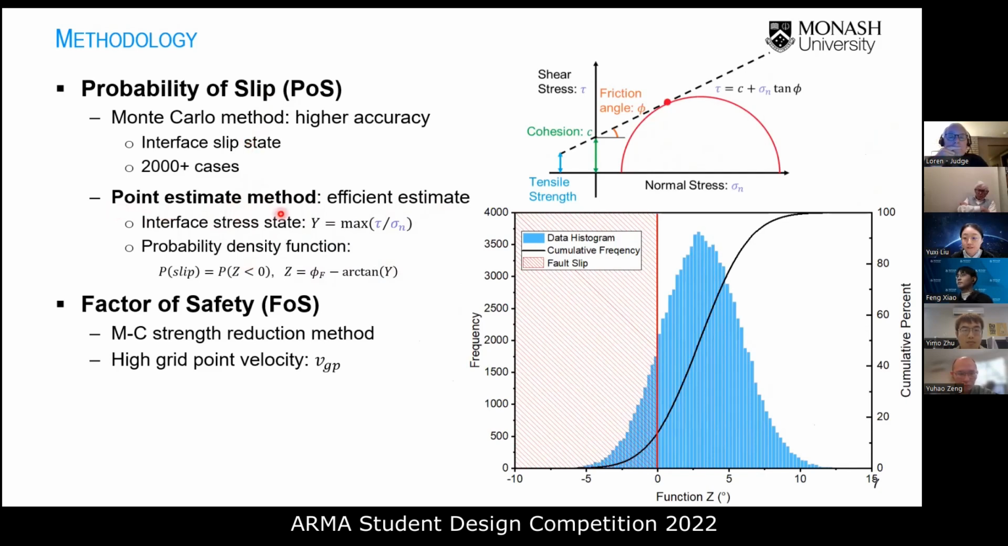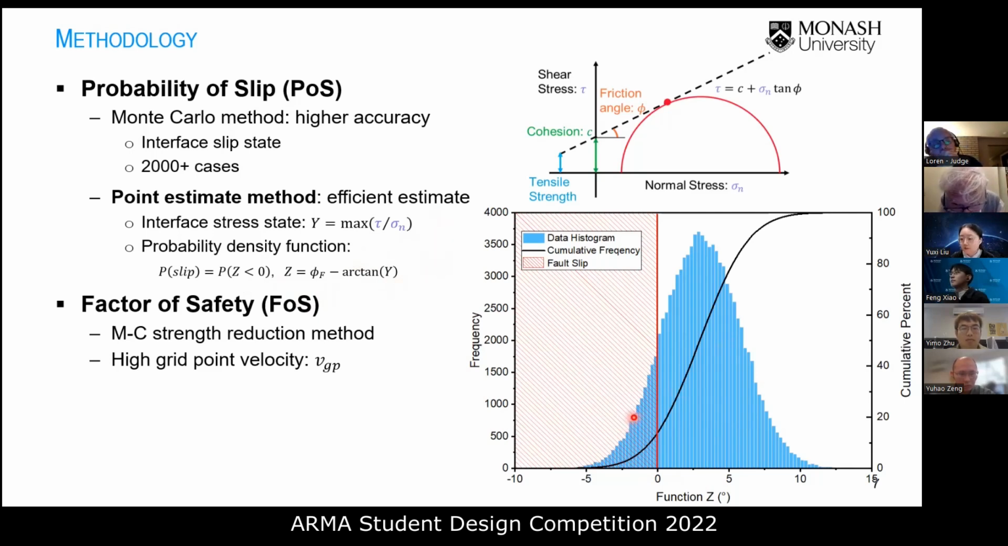So for the point estimate method, the interface slip state is determined by comparing the stress state and friction angle of the fault. As the friction Y, stress state is the value of shear stress over the normal stress. The point estimate method is targeted at obtaining a probability density function of the fault slip by inputting the 2 probability density functions. One is the normal distribution function of the provided friction angle of the fault, and another is the friction function Y as we mentioned here.